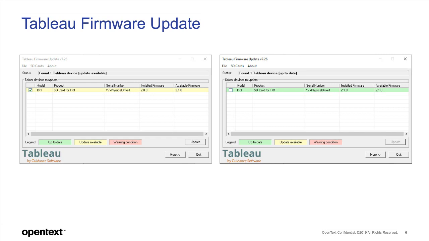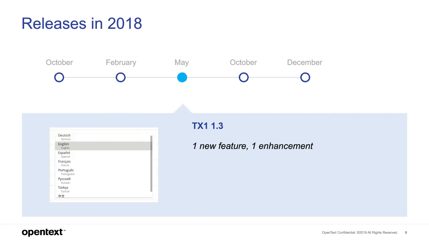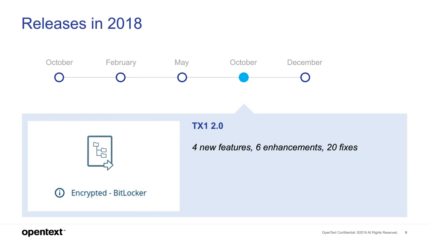So, speaking of updates, when we chatted last, we were just putting the final touches on TX1's 1.2 firmware. Since then, over the course of the last year, we've followed that release up with 3 more releases, adding features, speed, and language support. The 2.0 firmware update was our biggest product update ever in the history of the Tableau hardware team, with roughly 30 enhancements.